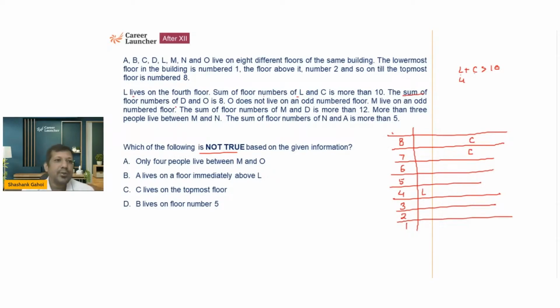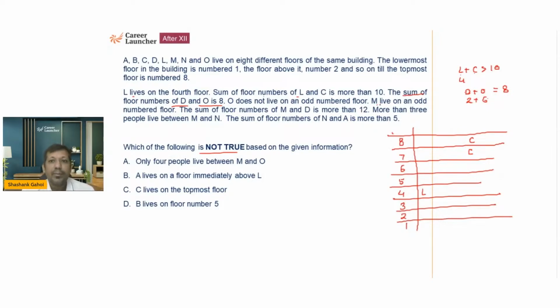Okay, sum of the floors of D and O is 8. Okay, so I can say D plus O is 8. Okay, O does not live on odd numbered floor, so I cannot go with 1 plus 7. I can go with 2 plus 6. 3 plus 5 will also not do. Okay. So there is only one possible arrangement, that is 2 plus 6. So D can be 2, D can be 6, O can be 2, O can be 6. Any of the arrangement is possible.